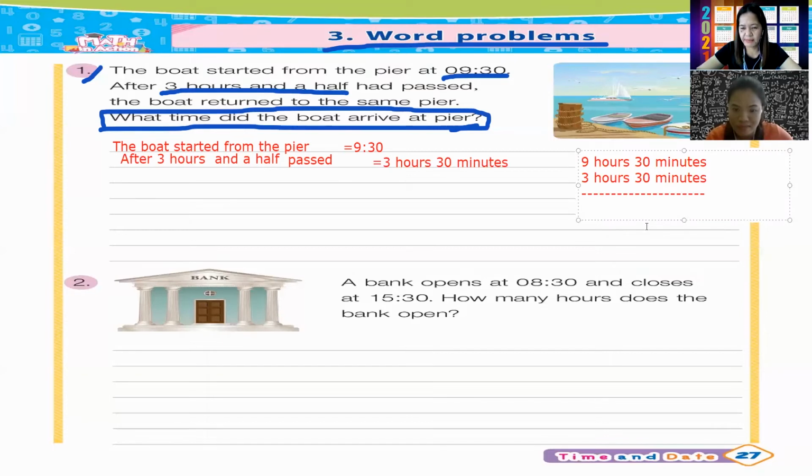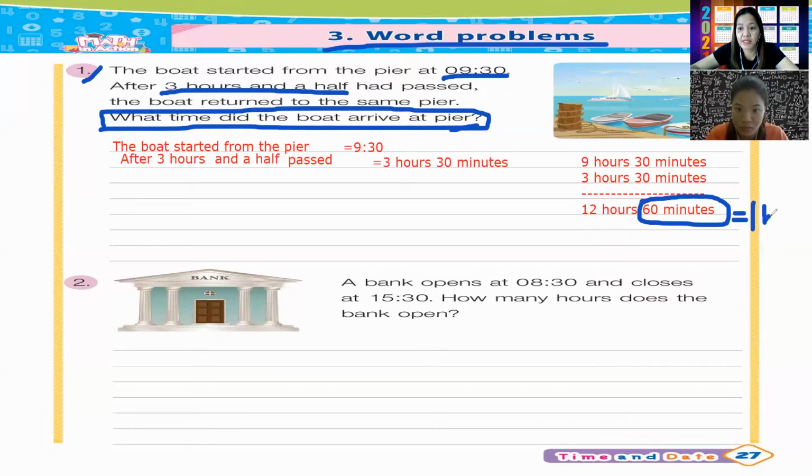Sorry, I'm so slow in typing. So 9 plus 3: 9, 10, 11, 12. So 12 hours. Then 30 plus 30. Very easy. 0, 3 plus 3, 6. So 60 minutes. And 60 minutes, remember, is equal to what? 1 hour.